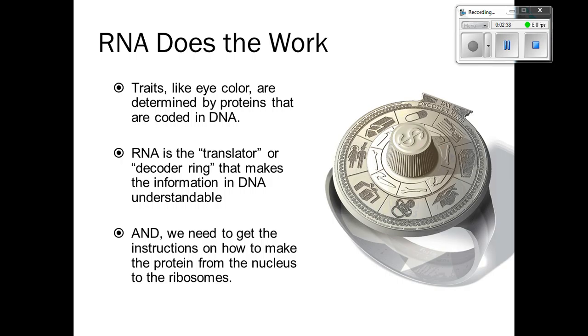So what does RNA look like? Traits like eye color are determined by proteins that are coded by DNA. And again, the RNA is the translator here, right? It's the decoder ring that makes the information in the DNA understandable. And we need to get those instructions on how to make the proteins from the nucleus to the ribosomes you saw in the animation. So the RNA is going to help us do that.